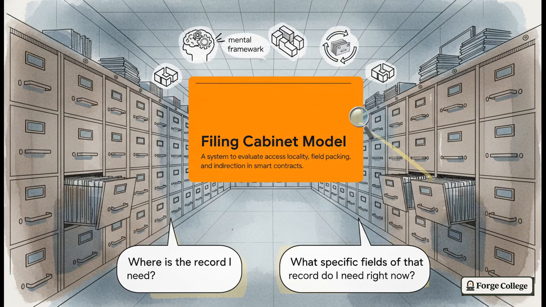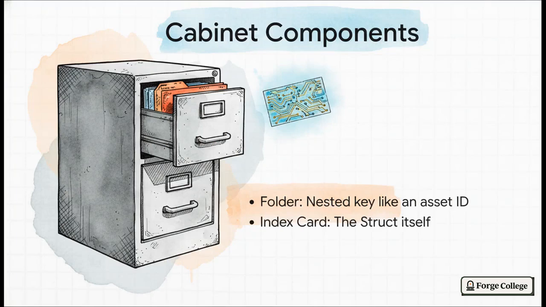This simple model helps us instantly answer two absolutely crucial questions. Where is the exact record I need? And what specific fields of that record do I need right this second? Let's break that down. First up, the cabinet. This represents our top-level namespace, like a user's wallet address. You pull open that cabinet drawer, and inside you find a folder. That's your nested key, maybe a specific asset ID. Finally, inside that folder is the index card itself, which is the actual struct holding your data.